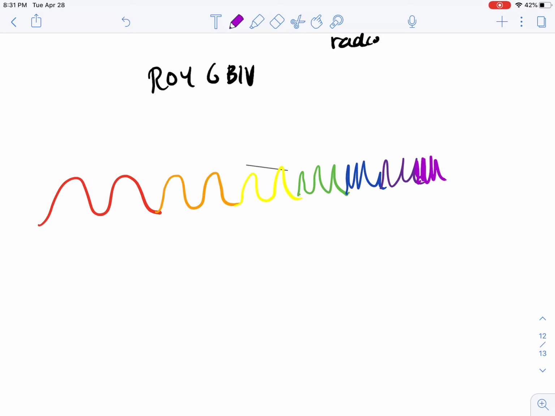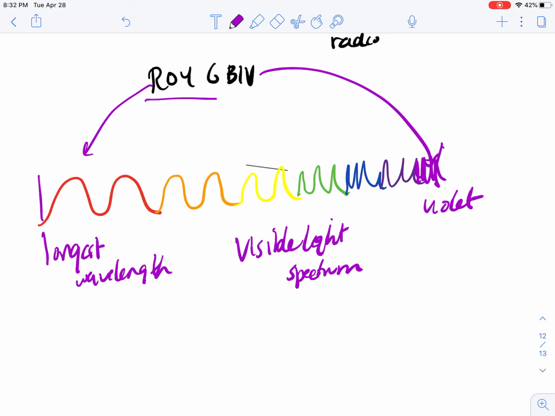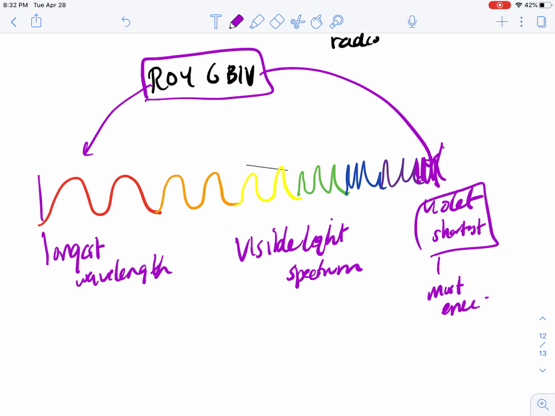When we look at this spectrum, the longest wavelength is red and the shortest wavelength is violet. This is what we perceive as color. This is the visible light spectrum, so this is what you and I can see, within this range of colors, ROYGBIV. The longest is the red and the shortest is the violet, which means that the violet has the most energy because it has the shortest wavelength.